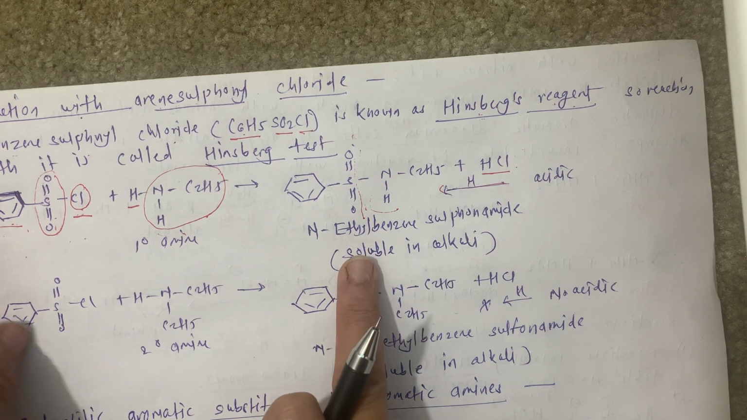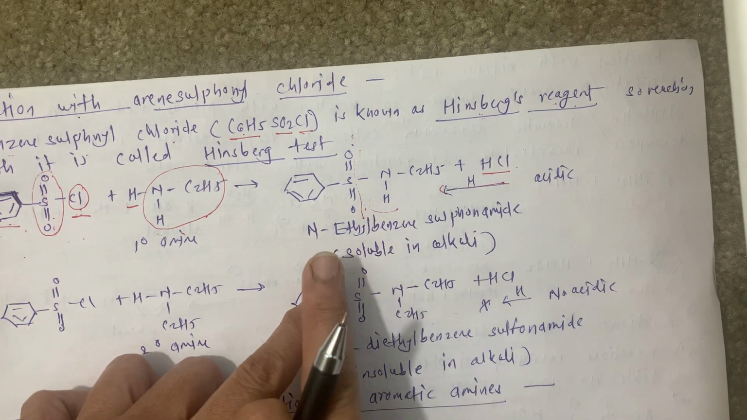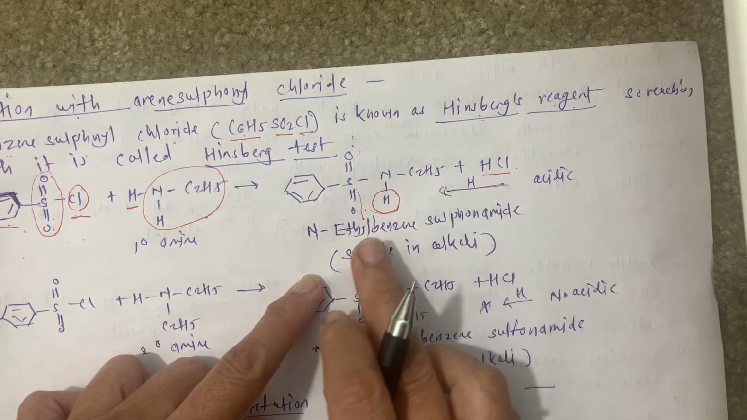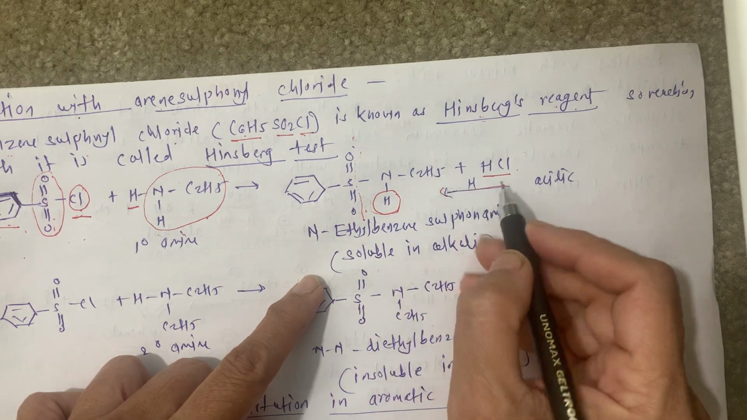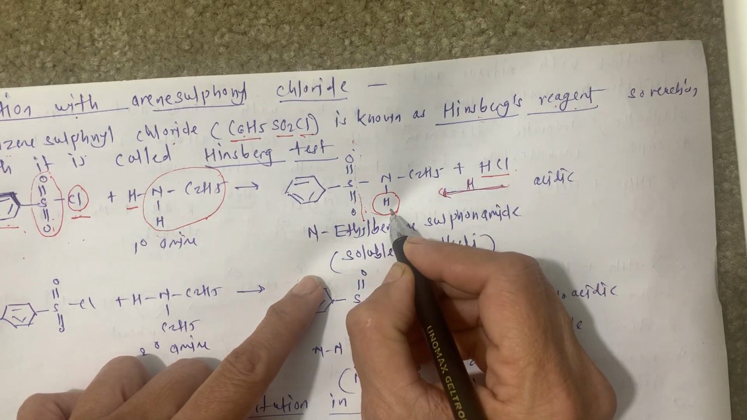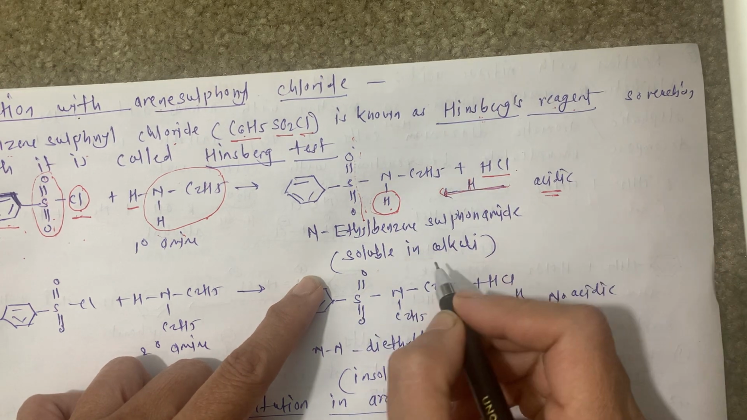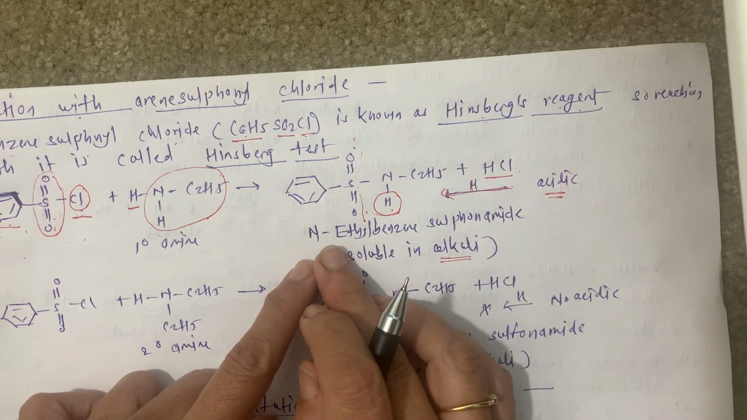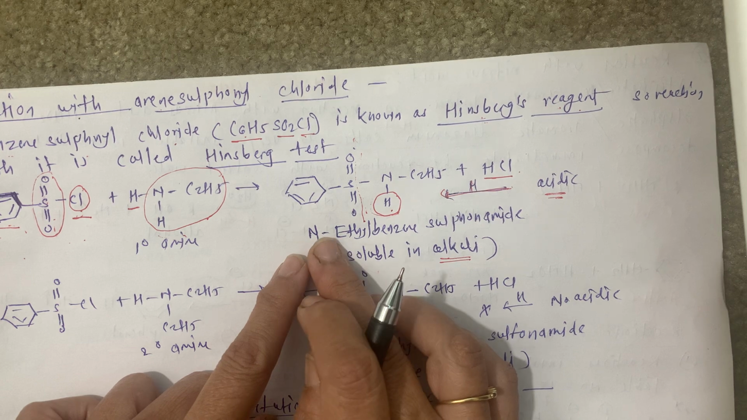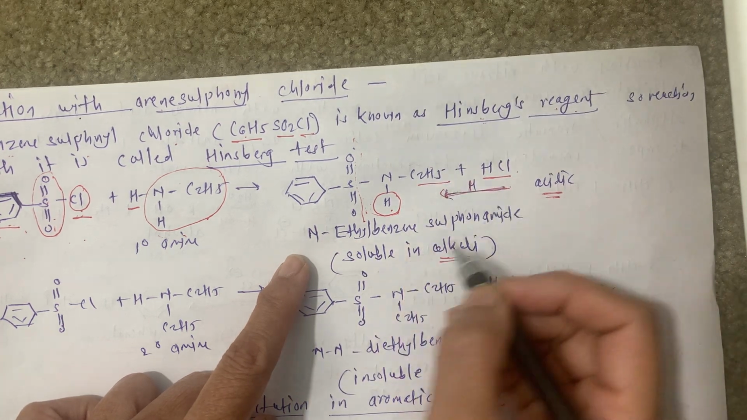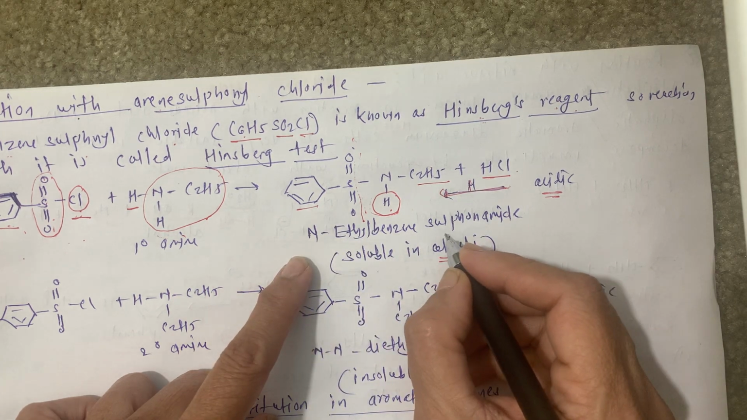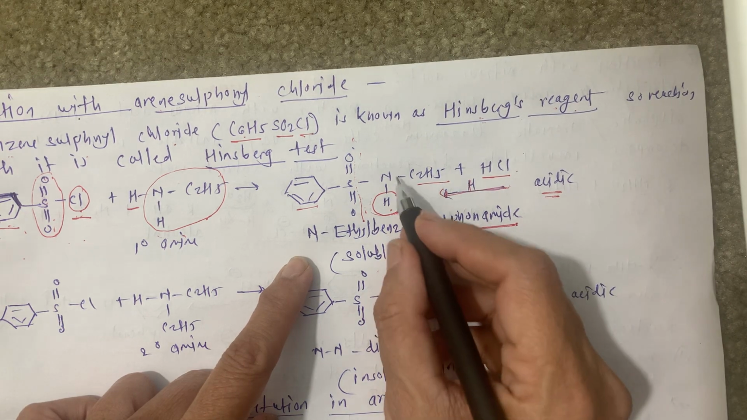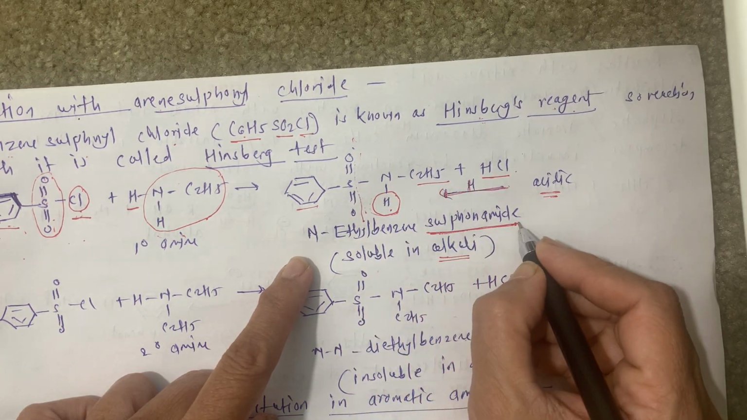And this is soluble in alkali, because here it is H. This H gives the acidic nature, and if you add alkali, it is neutralized and so dissolves in alkali. The name of the compound is N-ethyl benzene sulfonamide. Sulfonamide is present: NH with a sulfonyl group is a sulfonamide.